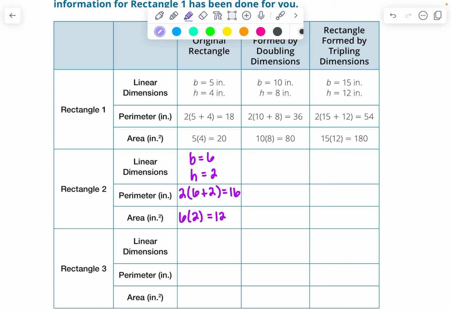If we double the dimensions, 6 times 2 would give us a base of 12, and 2 times 2 would give us a height of 4. If we were to find the perimeter of that, we could just add the 12 and the 4, which would be 16, and then double that, which would be 32. And the area would be base times height, which would be 48.